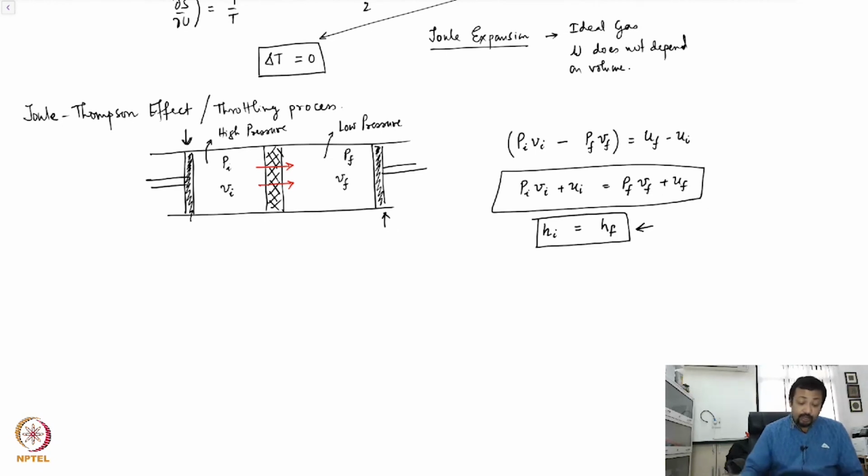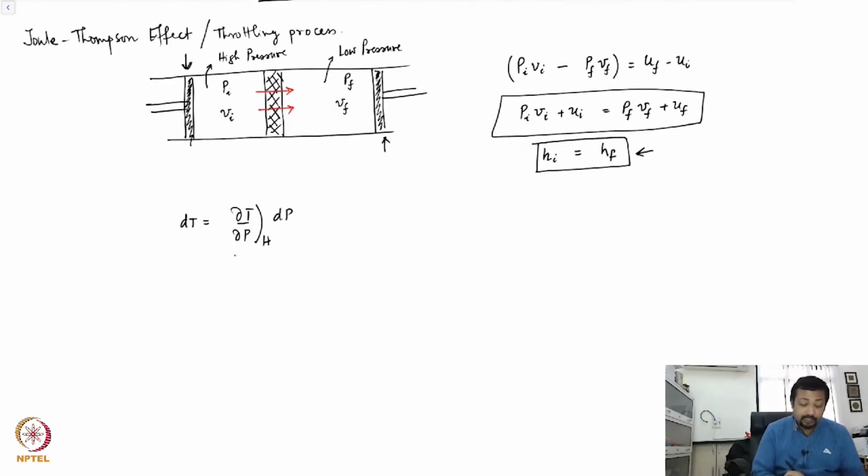So now what I want to figure out is whether there is a temperature change because of this process, and again we do it with del T del P, at constant enthalpy, times dP, motivated by our earlier work. This is a curious derivative, not a standard derivative which we can evaluate very easily. So one has to manipulate this derivative.